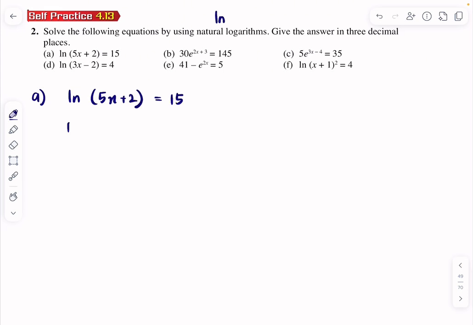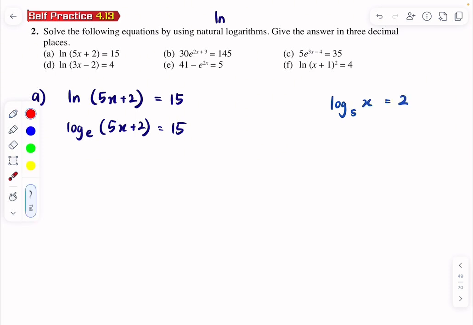Okay, ln we can write as log base e, because ln is log base natural number. Natural number is e. So let's look at the rule. If let's say we have log base 5 of x equals 2, when we move this log base 5 here, it pushes the 2 up. It becomes 5 power 2. So log base 5, you move there, it becomes 5 squared.